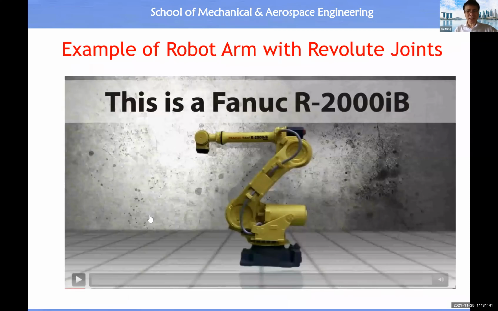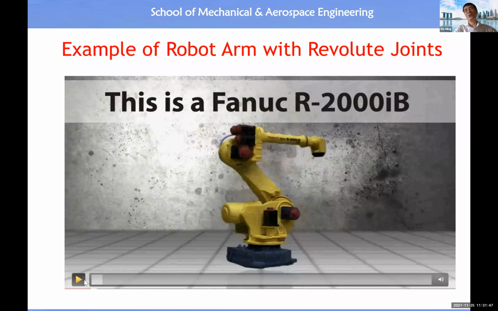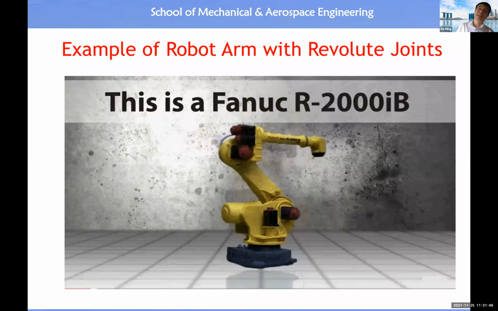So this video shows you the mechanism inside this popular robotic arm.